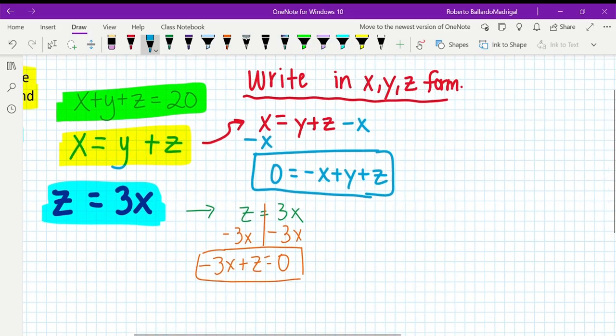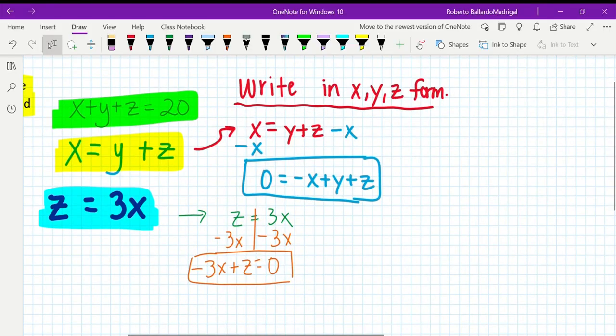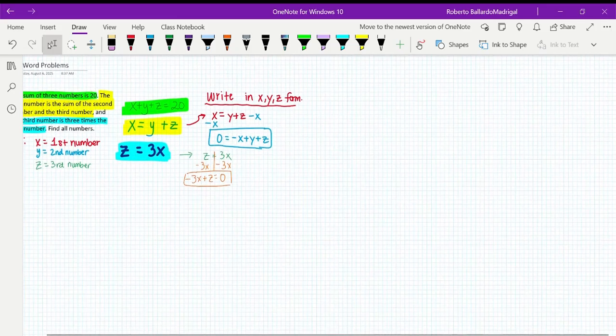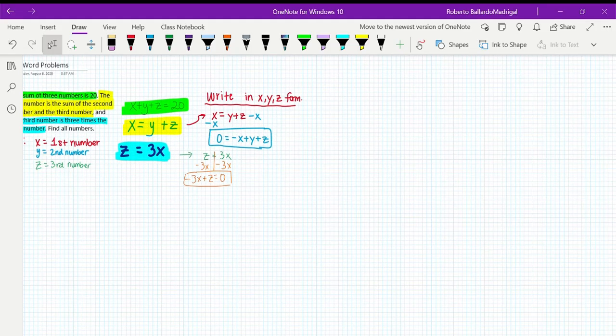All right. So once you have written it in x, y, z form, then we can set up our system of equations, which is like what we would have seen in 102. So let me write that right here.